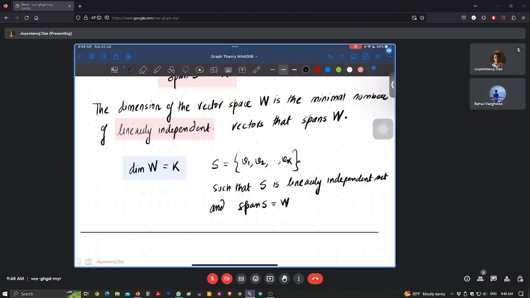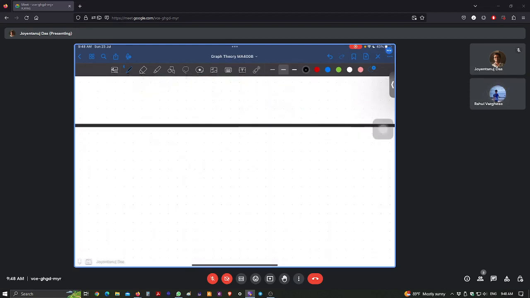So this set S that spans W, and whose size is equal to the dimension of W, we refer to as a basis. So it is a basis for the vector space W. If we take the k unit vectors, that is a basis for the k dimensional vector space R power k.